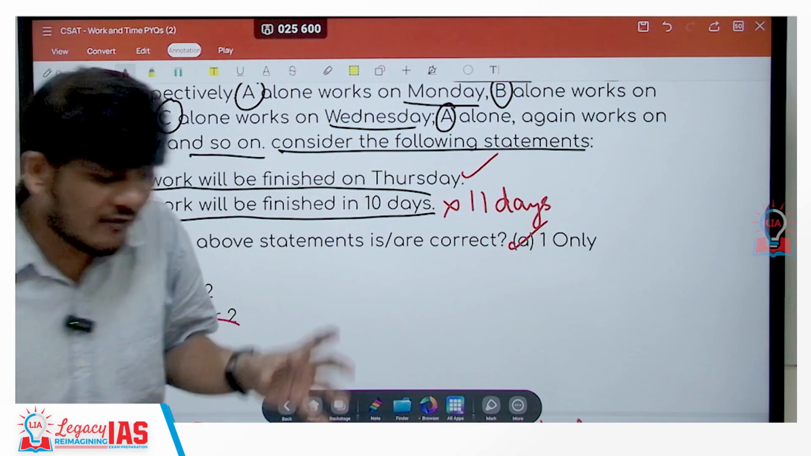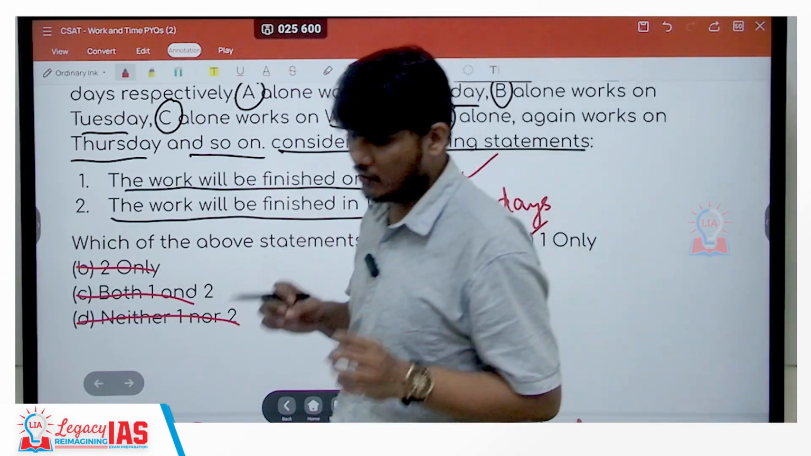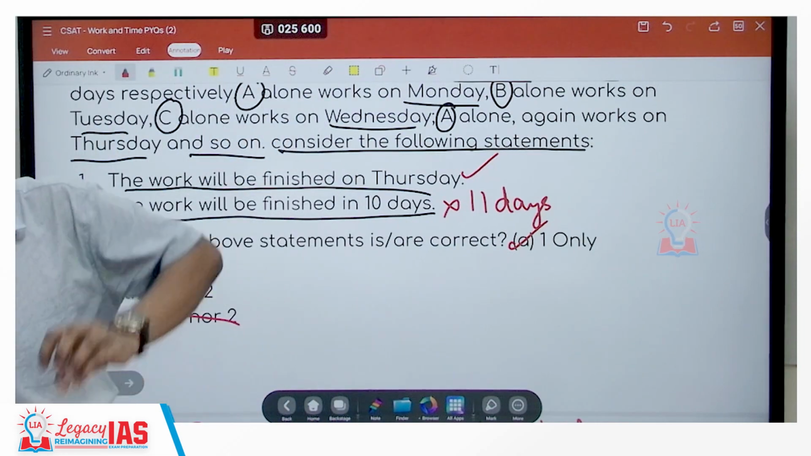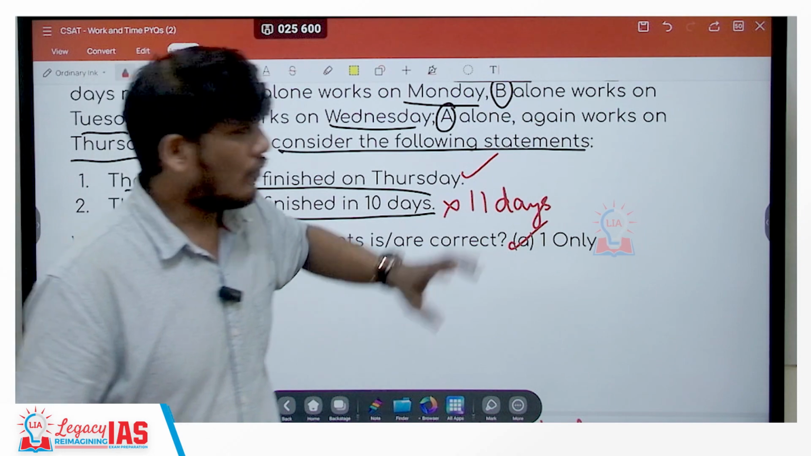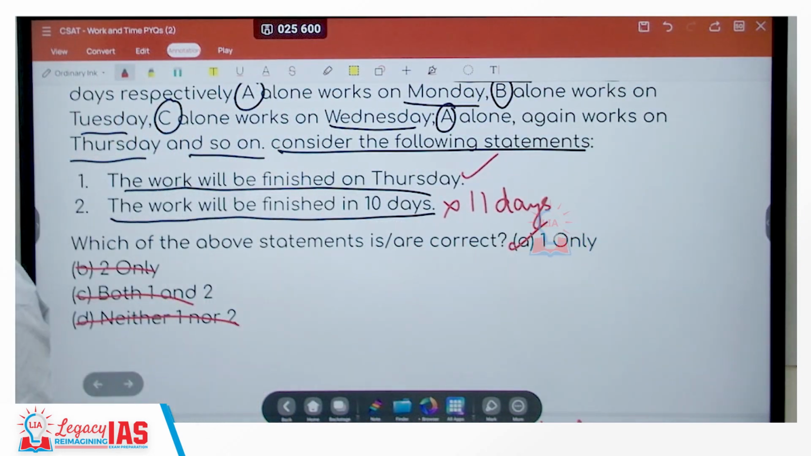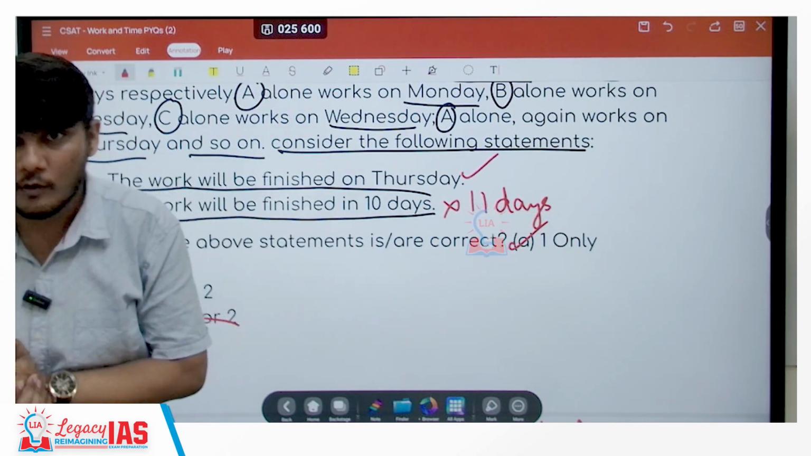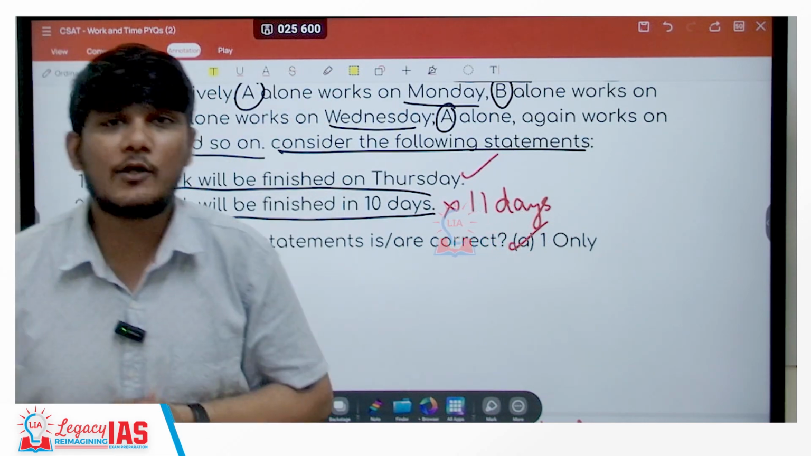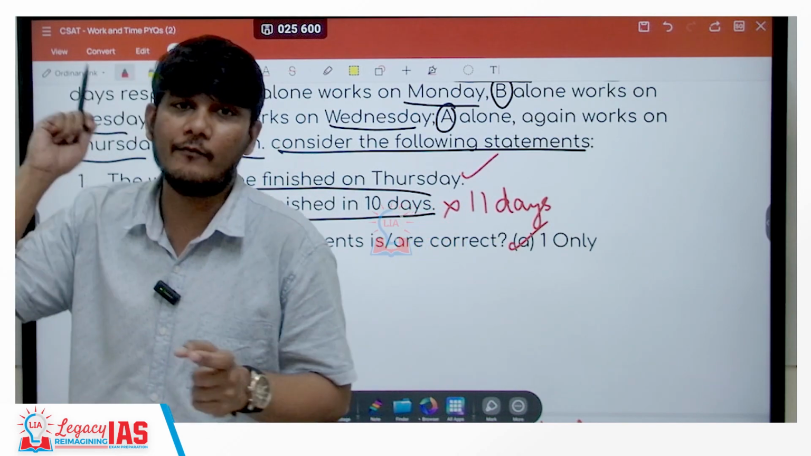So guys, these were your questions on work and time from previous year's question papers of UPSC. I hope you have understood. Now go through this lecture again. Whatever logic and formulas I have given in the beginning, write them down, and try to solve these questions on your own after watching the video. Ensure that you get accuracy, and then we will work on the speed of your solving questions.